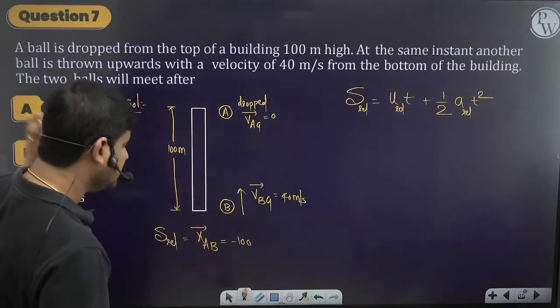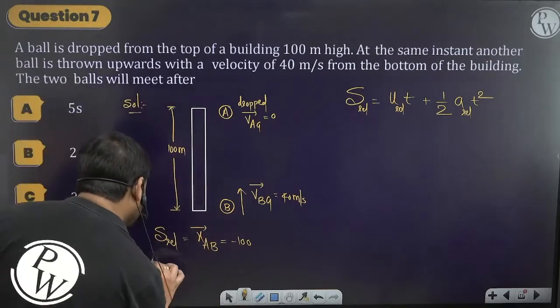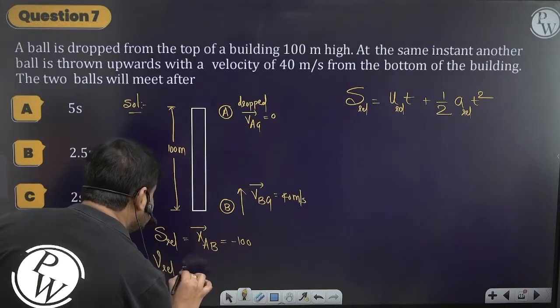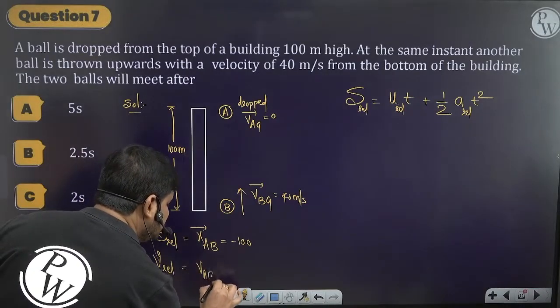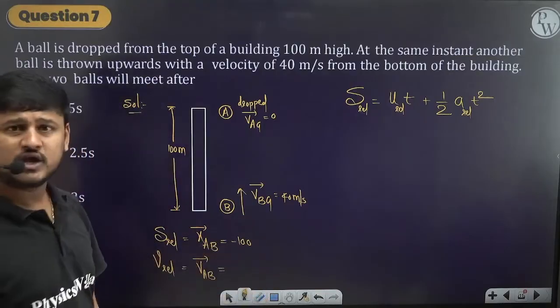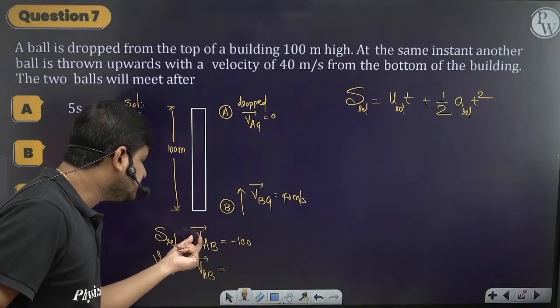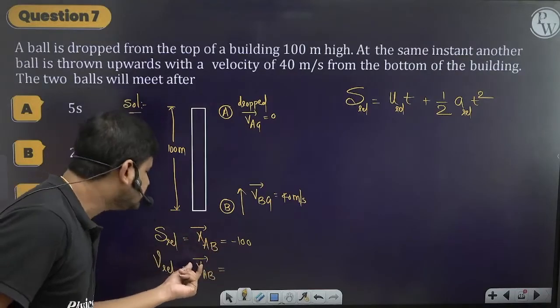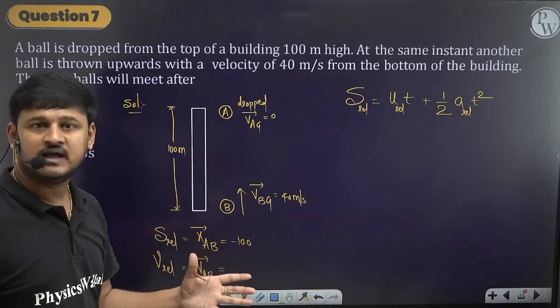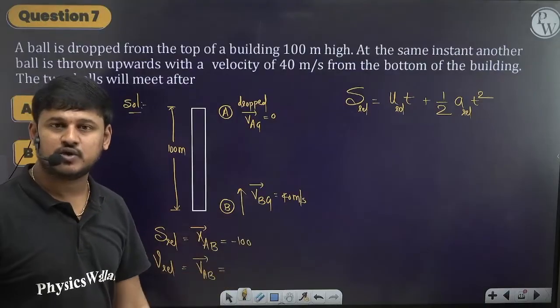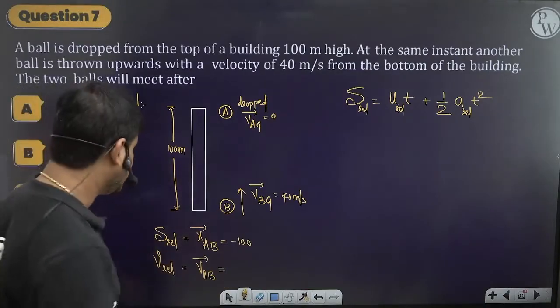This part is clear. Now while considering the velocity also, the V relative means the velocity of A with respect to B only, you should take. Understand this concept: if you take the S relative as the displacement of B with respect to A, then consider the velocity of B with respect to A, and then the acceleration of B with respect to A. This is very important.